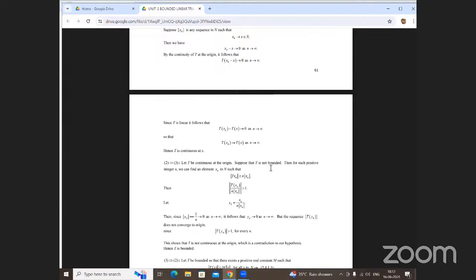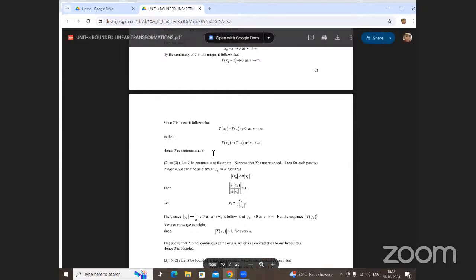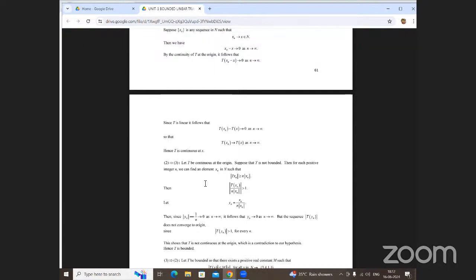That is our assumption. It means for any positive integer n, or any fixed positive integer, there is an element xn belonging to N such that norm T of xn is greater than or equal to n times norm xn, because not bounded means the converse part. Now dividing on both sides by n times norm xn.